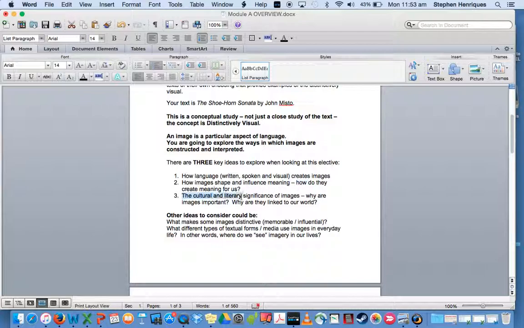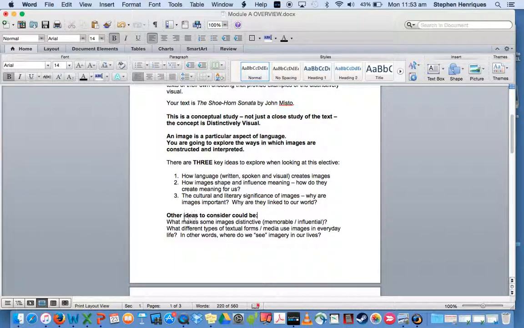Third one, the cultural and literary significance of images. Okay, so we have to look at the significance of an image, be it, as we said, written, spoken, or visual. So why are these images important and why are they linked to our world?